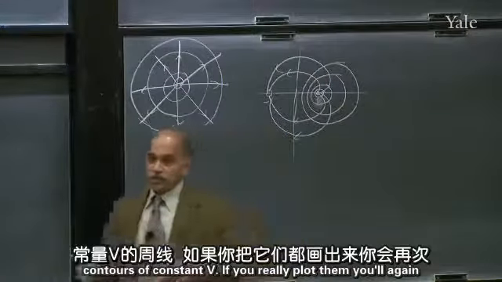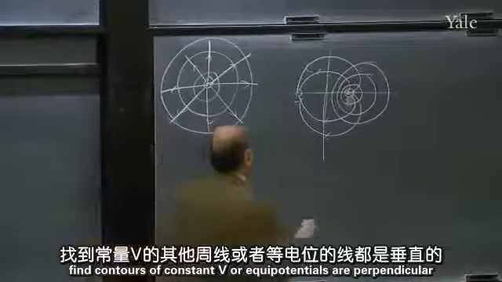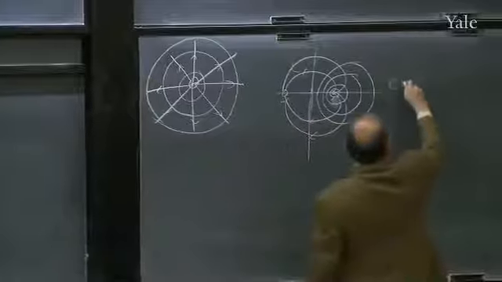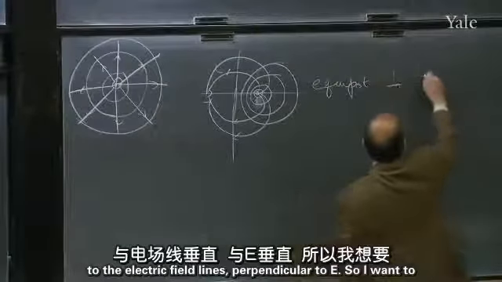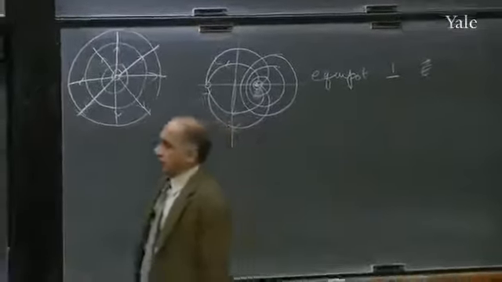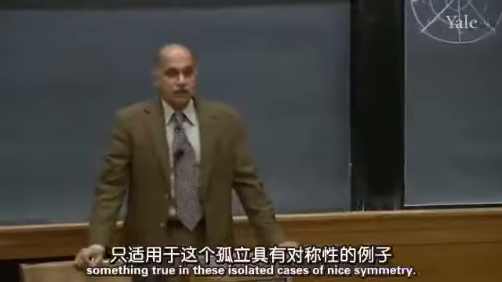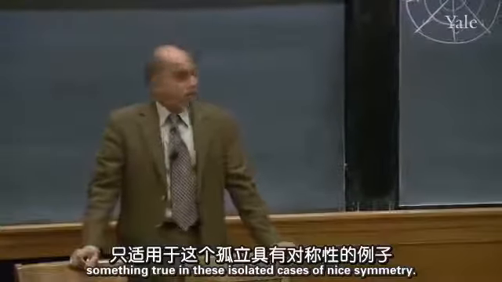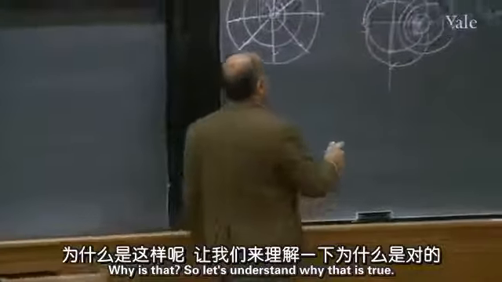If you really plot them, you'll again find contours of constant V, called equipotentials, are perpendicular to the electric field lines, perpendicular to E. So I want to explain to you that this is a very general result. This is not something true in these isolated cases of nice symmetry. Why is that? So let's understand why that is true.